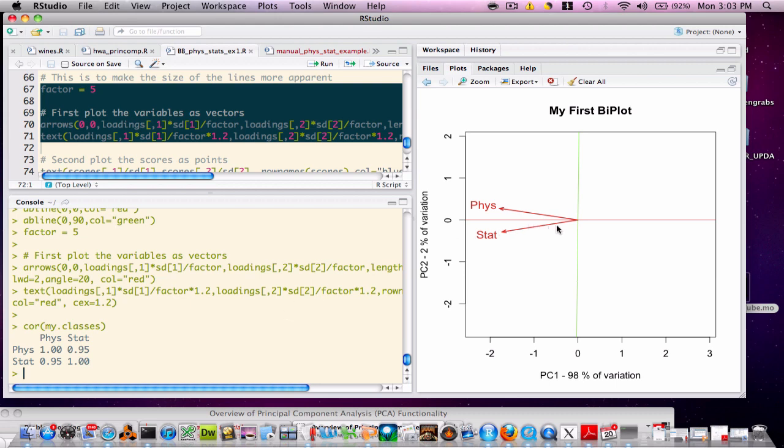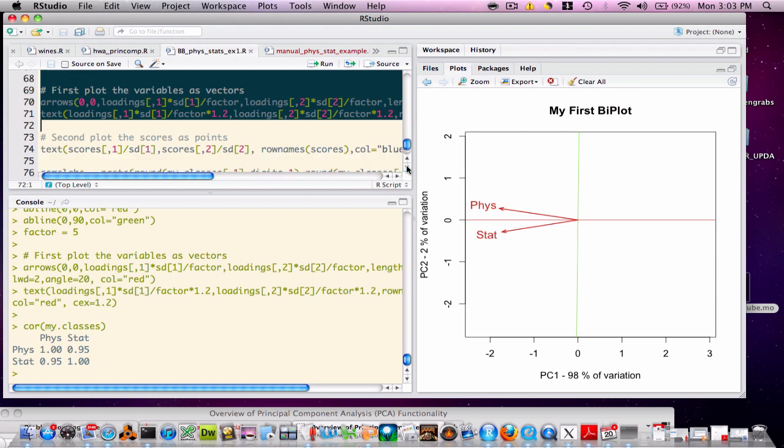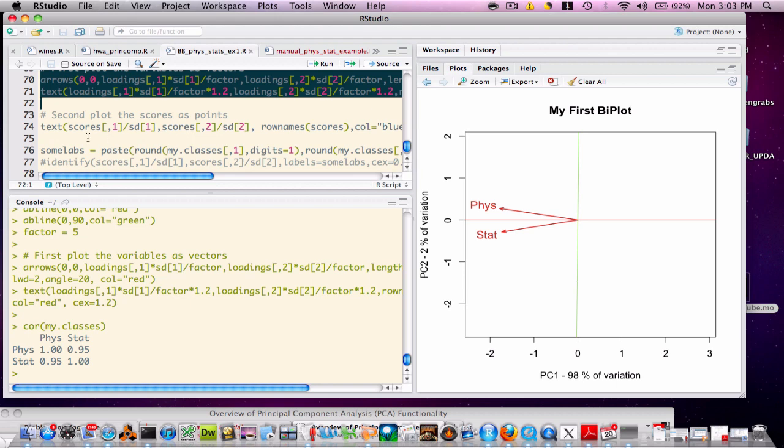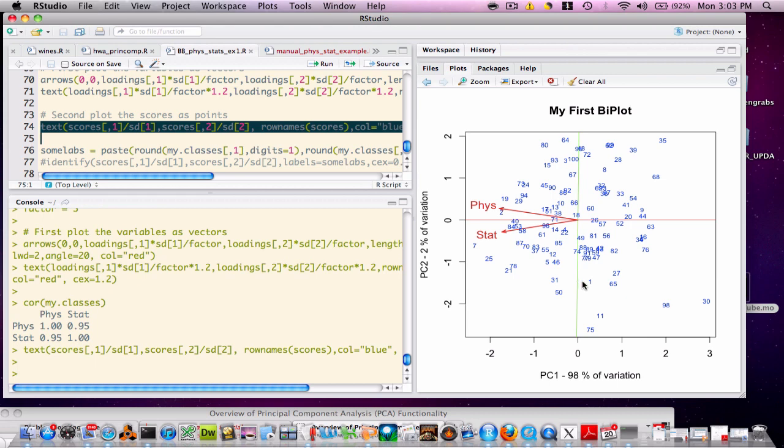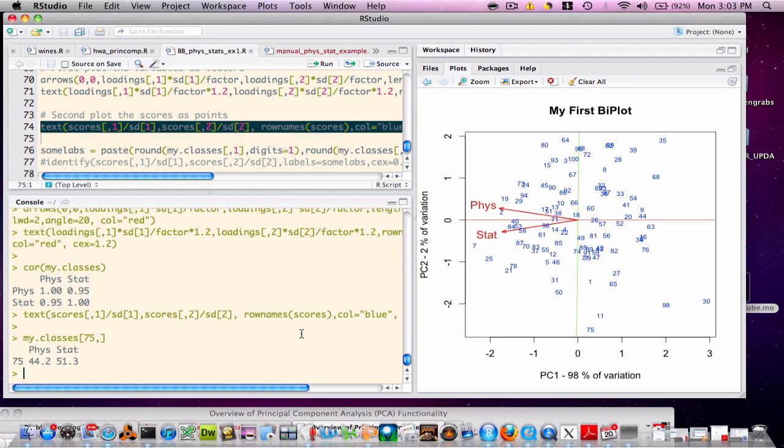If the statistics vector were in an opposite direction, we could say that it's negatively correlated with the physics score. I'll talk a little bit more about this in a moment when we get into the interpretation, but I thought I'd point that out now. The next step is to plot the scores. Now, what we have are the record numbers associated with the original data. So for example, if you see 75 here, we can go into the original data set and look at the 75th row. So this corresponds to the 75th student, who had a grade of 44.2 in physics and 51.3 in statistics. So this is basically the biplot.